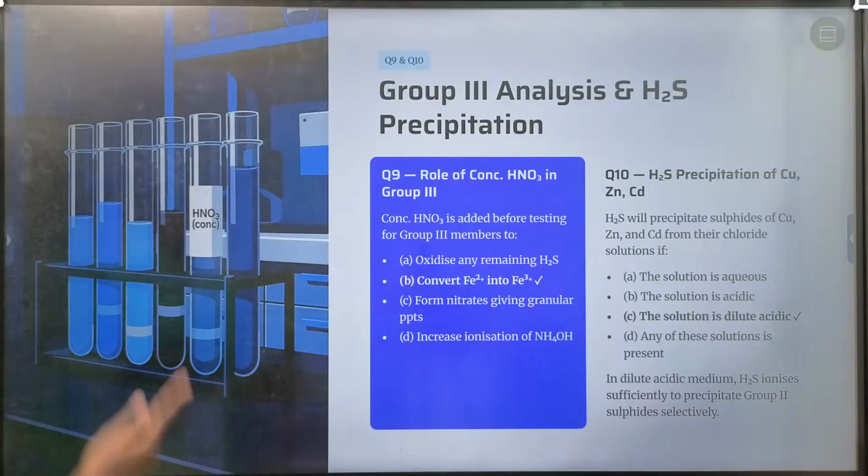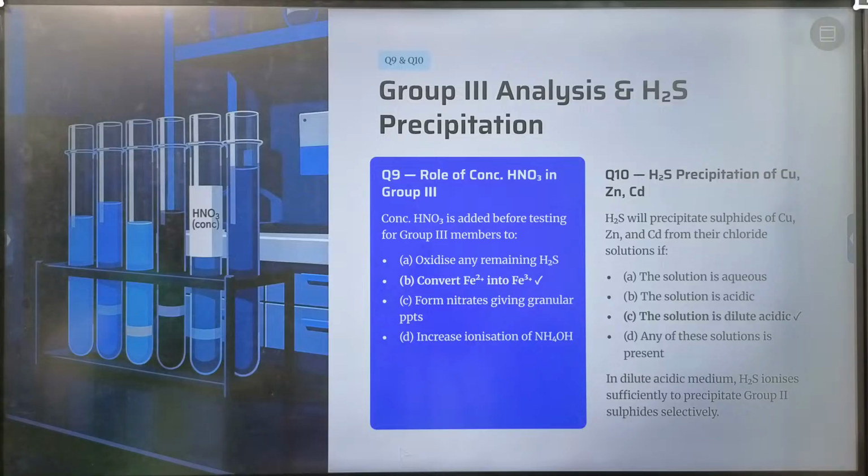So the next question, the 10th question. Hydrogen sulfide, the precipitate of copper, zinc and cadmium. H2S will precipitate sulfides of copper, zinc and cadmium from their chloride solutions. If the solution is acidic, you know very well, because the first group reagent is actually HCl.